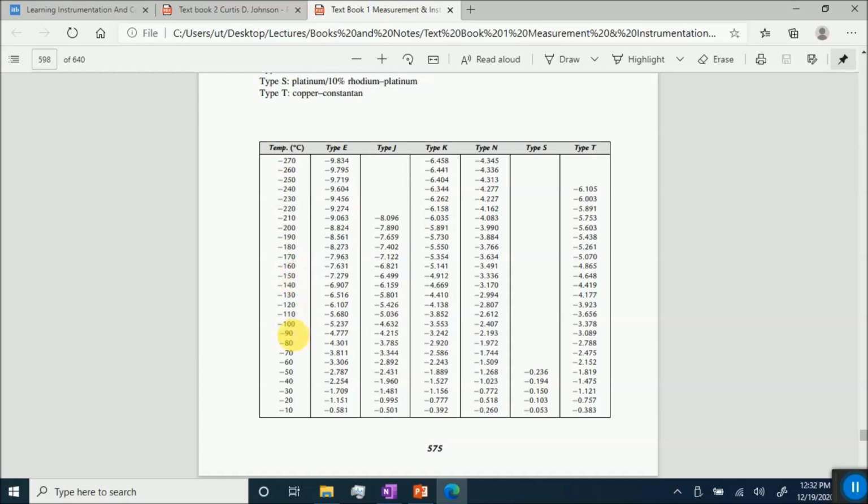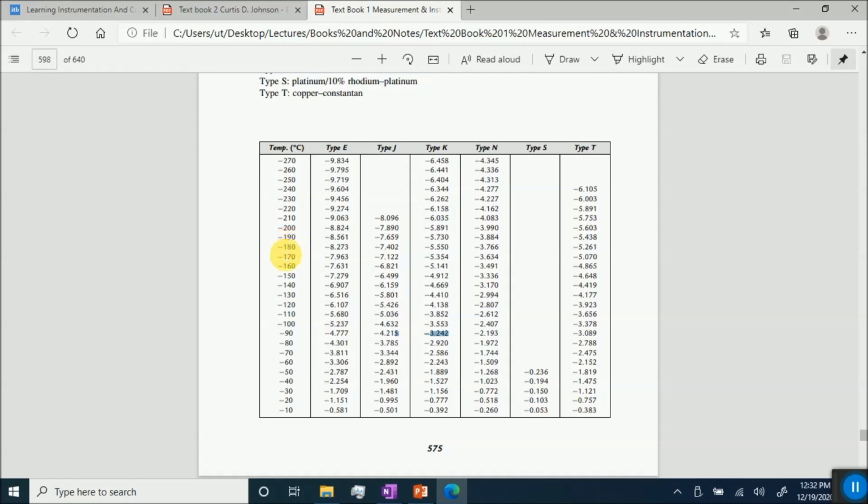So for instance, a temperature of negative 90 degrees Celsius will produce a voltage of minus 4.777 millivolts for type E, minus 4.215 millivolts for type J, minus 3.242 millivolts for type K, and so on. So this temperature is being incremented in steps of 10 degrees Celsius.